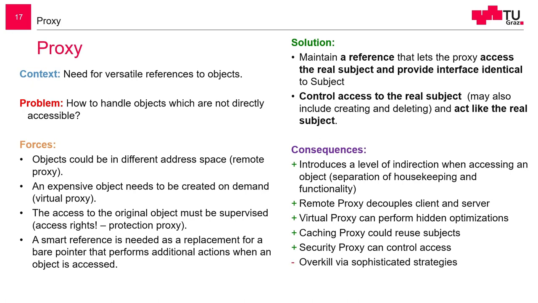Of course, we can overdo it. So if we use a proxy for a proxy for a proxy, just to add more functionality and additional functionalities, this could be completely overkill. Similar to the adapter, with every layer of indirection we add, we get less efficient. Of course, compilers can do some optimizations, but yeah, this is limited.